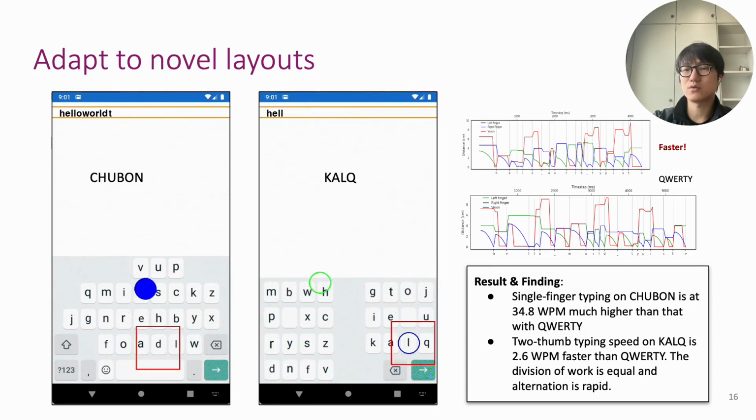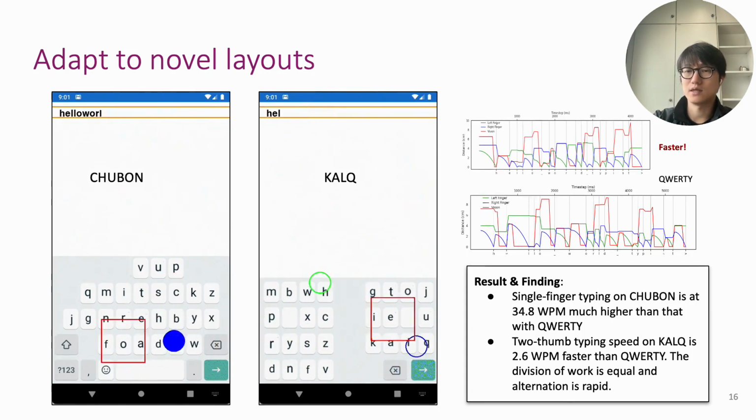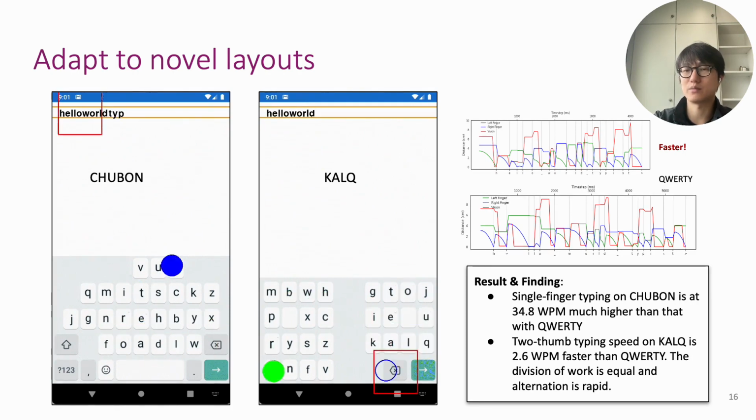When simulating two-thumb typing on Calc keyboard, the model predicts nearly equal division of work between the thumbs, and alternating between them is rapid, and the average typing speed is about 2.6 WPM faster than QWERTY keyboard. This speed difference is also in line with what was reported from the user study.